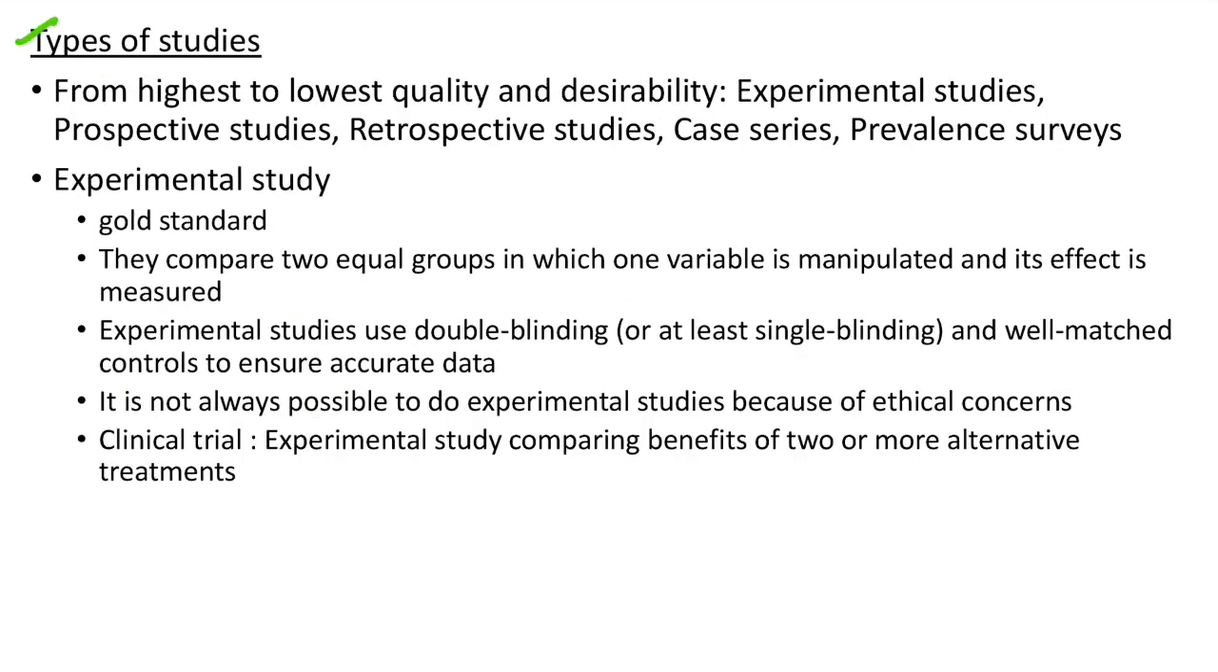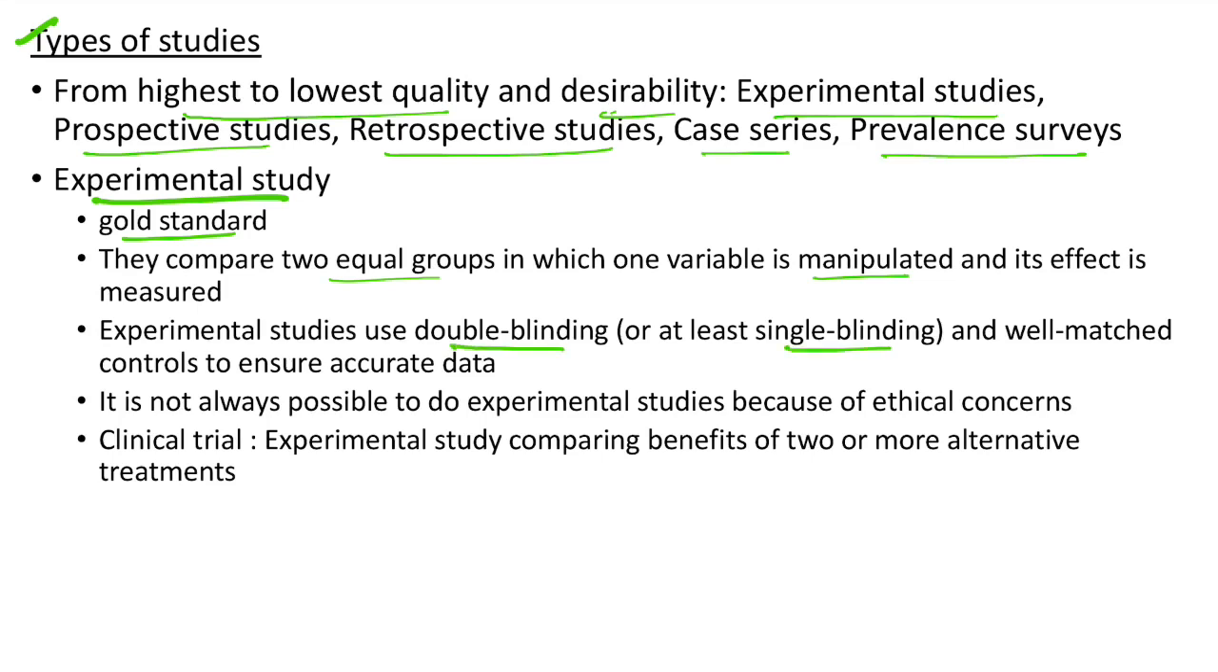Now let us see about the types of studies. From highest to lowest quality and desirability, studies are classified as experimental studies, prospective studies, retrospective studies, case series, and prevalence surveys. Now let us see about experimental study. It is the gold standard study. They compare two equal groups in which one variable is manipulated and its effect is measured. Experimental studies use double blinding or at least single blinding and well-matched controls to ensure accurate data. It is not always possible to do experimental studies because of ethical concerns. A clinical trial is an experimental study comparing benefits of two or more alternative treatments.